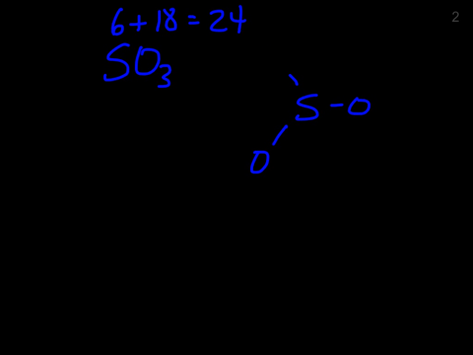Now here's another example. Take sulfur trioxide. I'm going to draw this molecule. I have 6 for the sulfur, 18 for the oxygens, so I end up with 24. I have a skeleton that looks like this. I subtract 6 out of that, and that leaves 18, and I go 1, 2, 3, 4, 5, 6, 7, 8, 9, 10, 11, 12, 13, 14, 15, 16, 17.